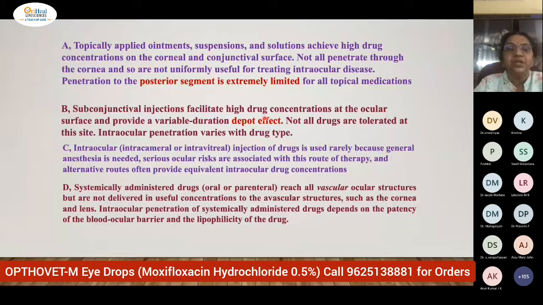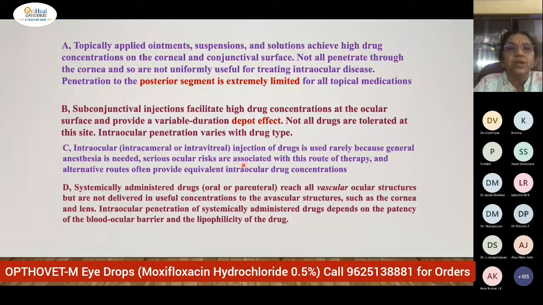Subconjunctival injections facilitate the transfer of medicines up to the anterior chamber, but don't think that because you have given an injection it enters throughout the eye. It is not so. It just gives only a depot effect. And for intraocular injections like intracameral and intravitreal injections, you need to anesthetize the patient, then only can you proceed. So that is why following surgery we give some antibiotics inside the eye.